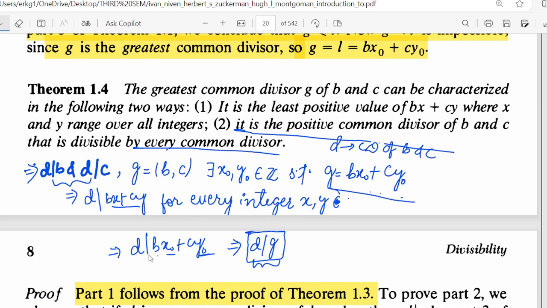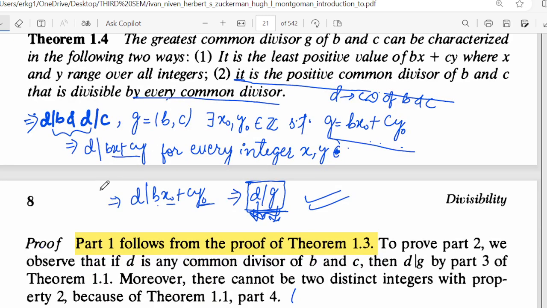This implies d divides g, and the result is also proved: it is a positive common divisor of b and c that is divisible by every common divisor. So we take an arbitrary common divisor d, and g is the GCD, then d divides g. So our theorem is proved.